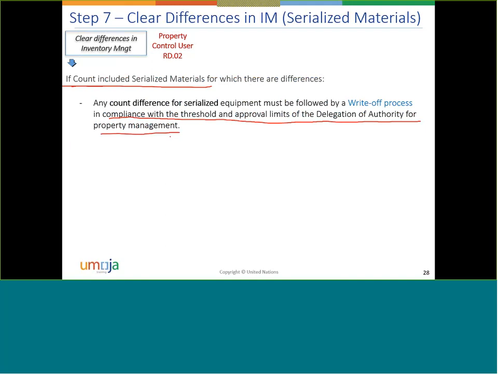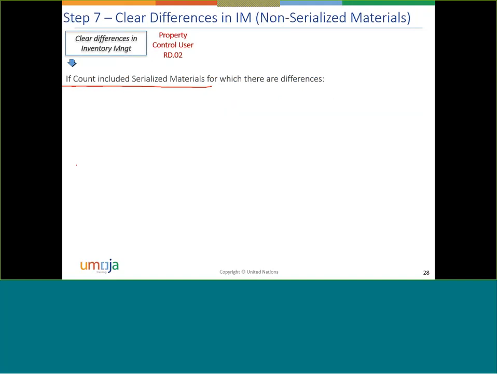I believe this answers some of the questions we were having before in the chat, which were skipping ahead in the WebEx session, as to when to proceed to write off. In this case, this is for serialized equipment. So again, it has to be in compliance with the threshold and approval limits of the delegation of authority of property management. So the decision is not directly based on what you think you should do.